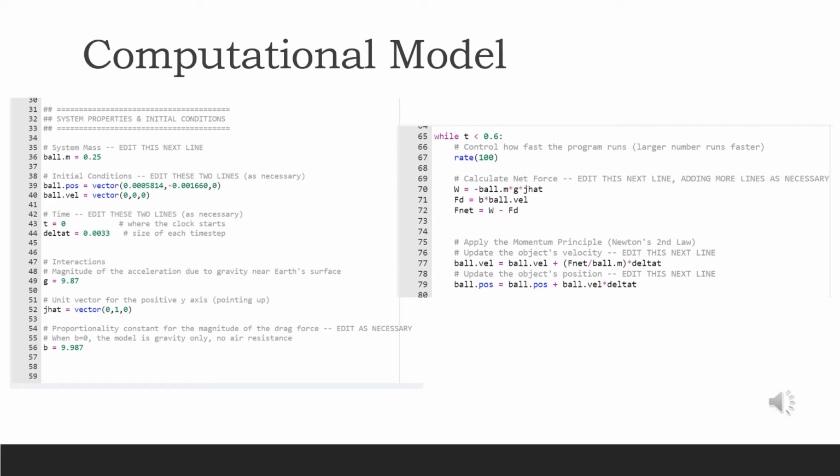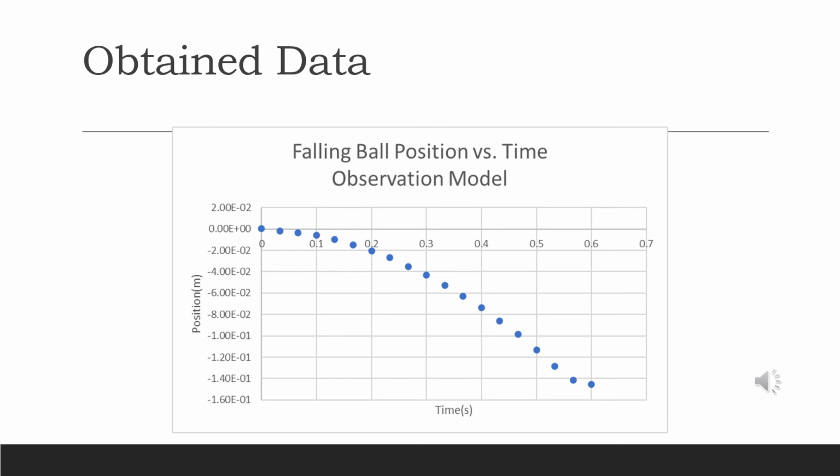And we have the values that will be changing for weight, for drag force, and our net force, which there is a negative sign between each of these because remember, the drag force goes in the opposite direction as my weight. Once we obtain all the values from our model and our observations, we created these graphs. So the graph that you see here is the observational model. And as you can see, the object goes in the negative y direction as the time increases.